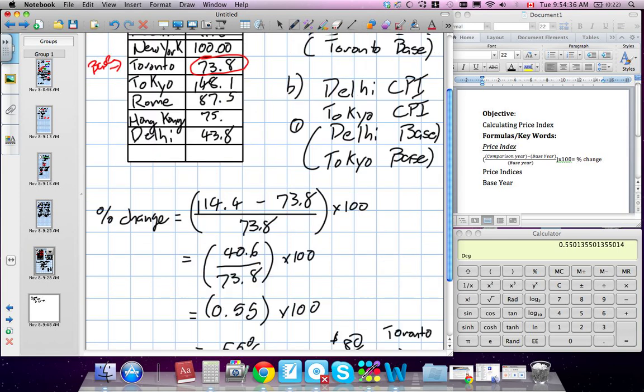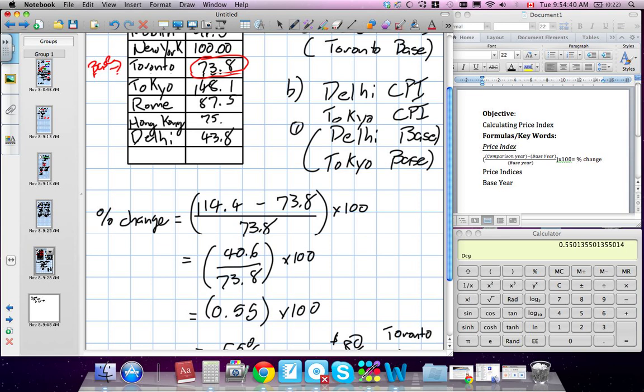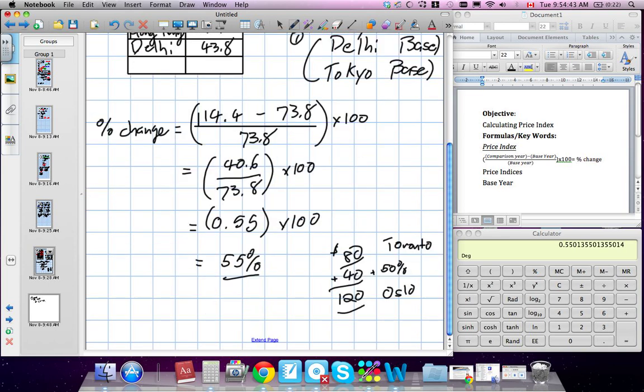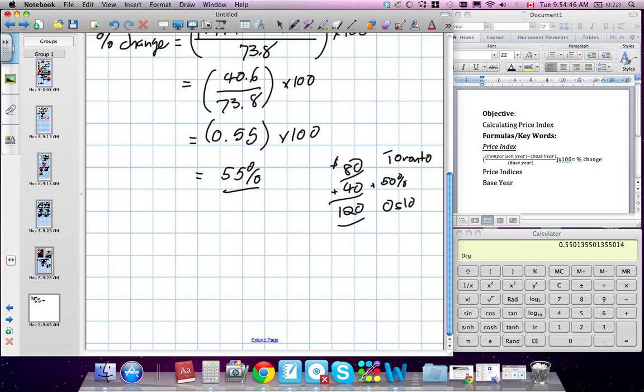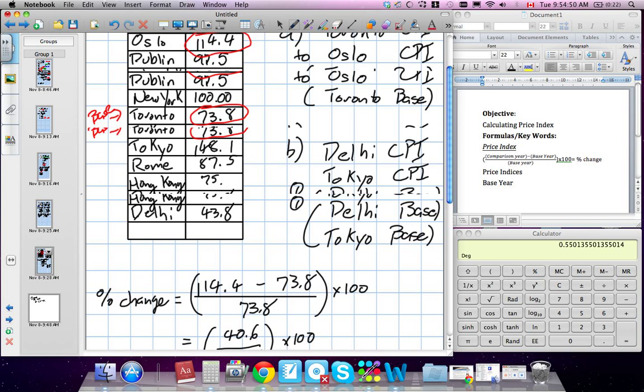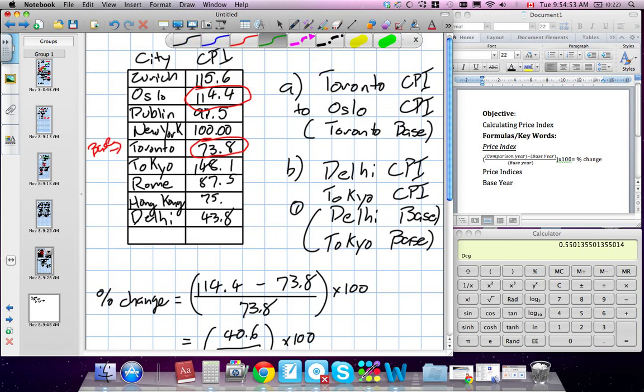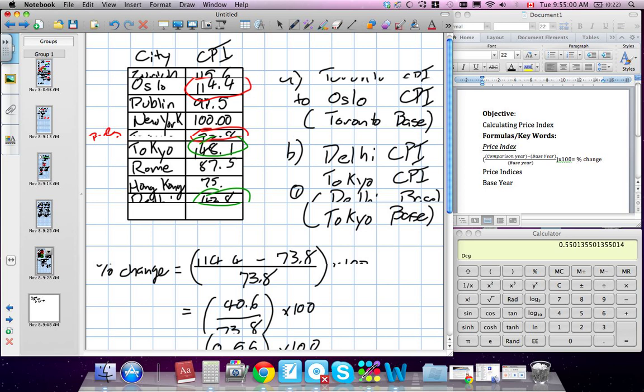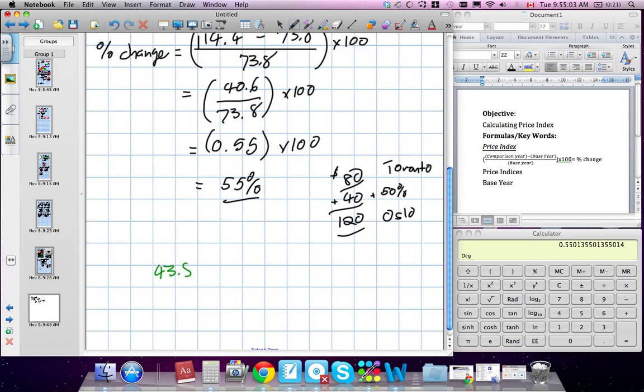Now there's a big difference between Delhi and Tokyo prices when you use two different price bases. Okay? Let's quickly do those two. We have Delhi's price, 43.8, and Tokyo, which is 148.1. Okay? 43.8, which is our Delhi price. Tokyo was 148.1, is that right?